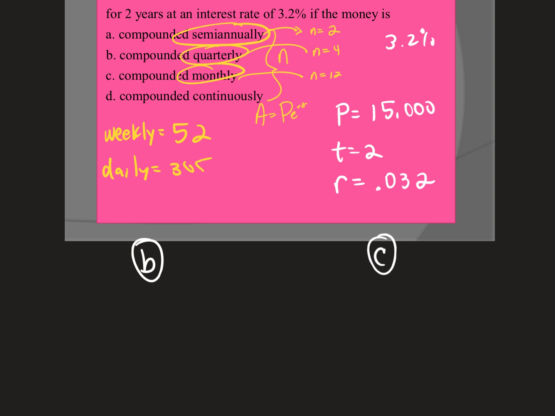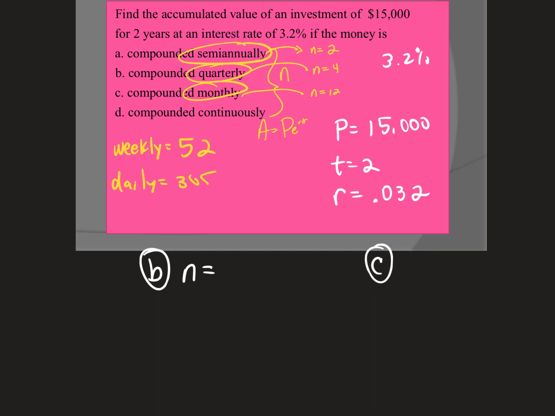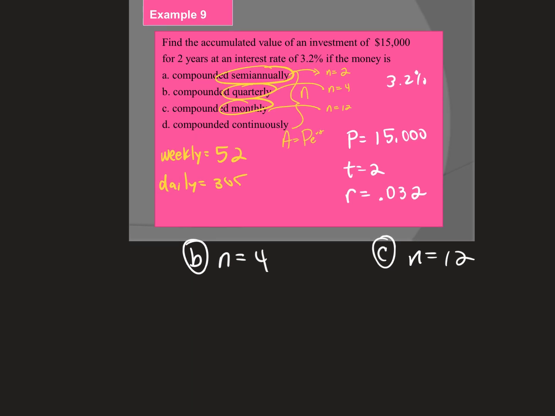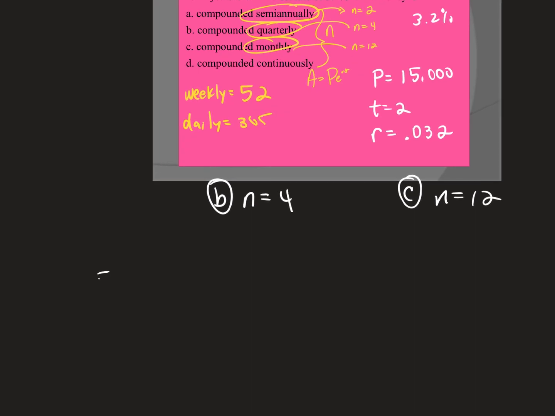What is the N value I'm going to use for B? If it says compounded quarterly, 4. And what is the N value I'm going to use for C? 12. Okay, good. So when you set these problems up, I need to see what you put in your calculator.